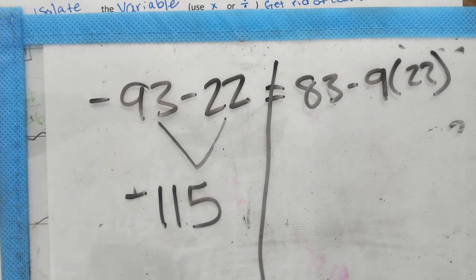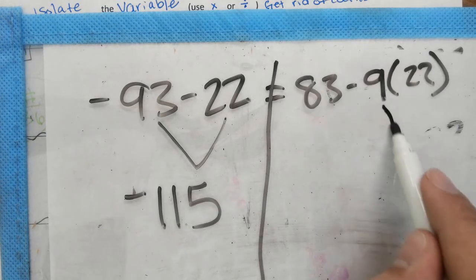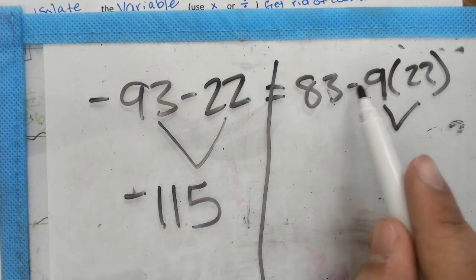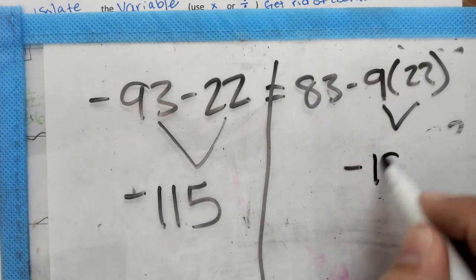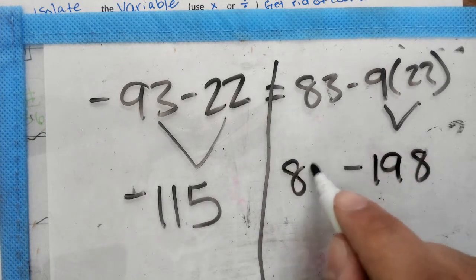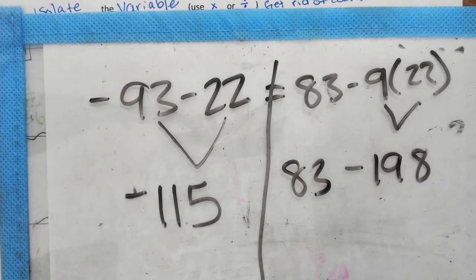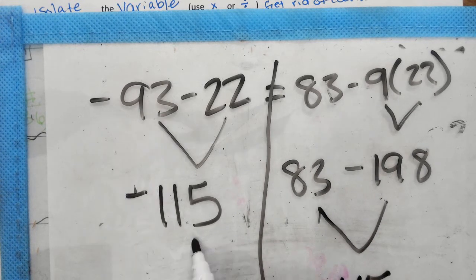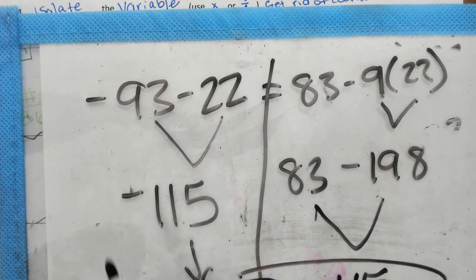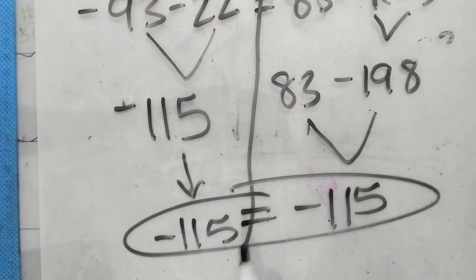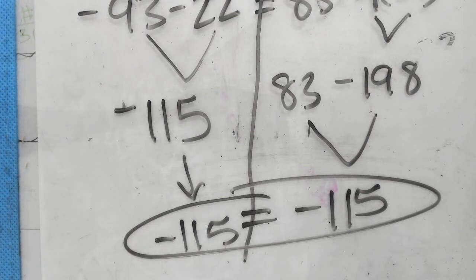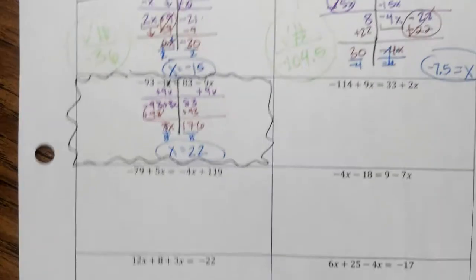On the right side, before you can do the subtraction, you have to do the multiplication. And 9 times 22, some people are saying negative 9 times 22 would be negative 198. And we still have the 83 in front of that. Okay. And 83 minus 198 is negative 115. And negative 115 does equal negative 115. I brought that down so I'd have my equation on the same line. This is true, which means we were correct, and the check number then is negative 115.